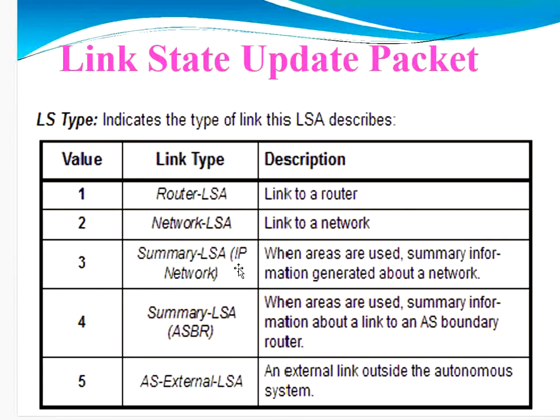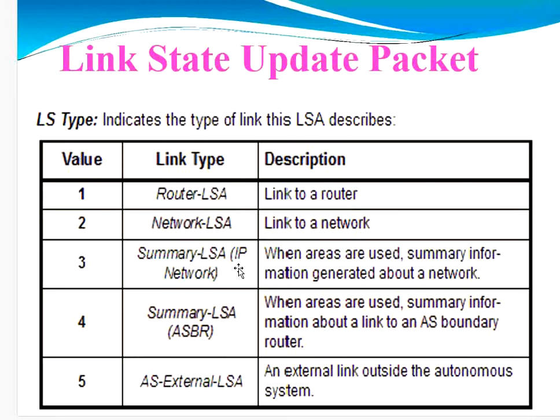When areas are used, summary information is generated about the network. If we use the value 4, it represents the summary LSA for the ASBR. It is used when areas are used, and it carries summary information about the link to an autonomous system boundary router, meaning an AS boundary router.